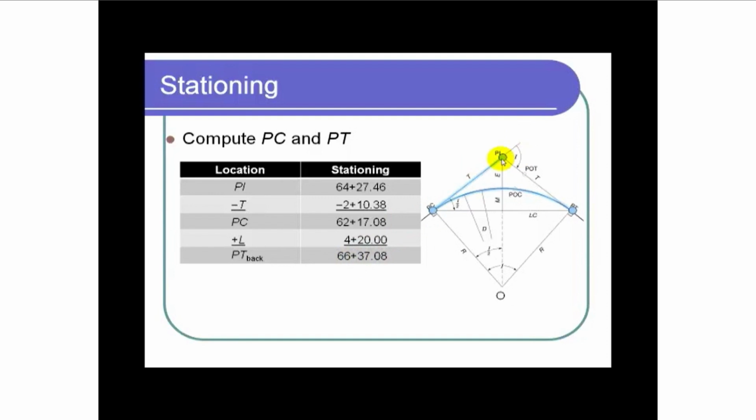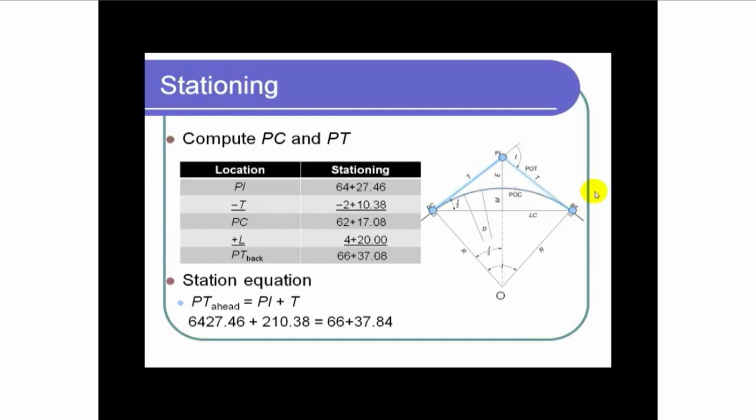However, as I said before, we can also get the tangent PT, the stationing on the PT, by going along the tangent, which would have been the original design. That is called the PT ahead. And so if we add on the tangent distance to the PI, we get the tangent ahead of 66 plus 37.84. And you can see following the tangents, obviously, we're going to have this longer distance.